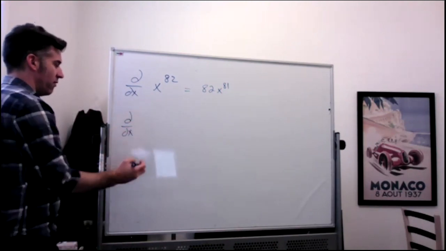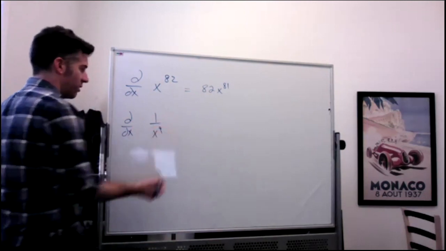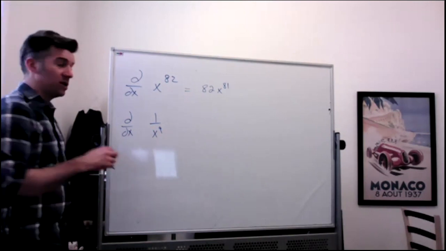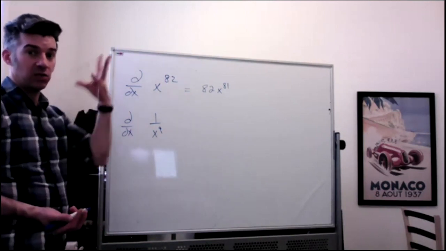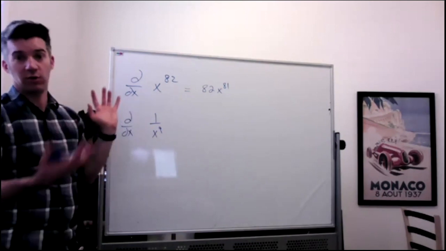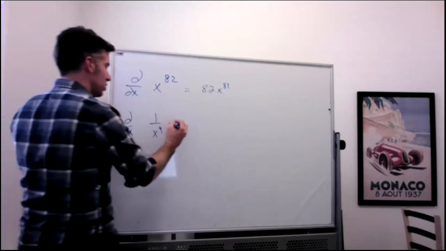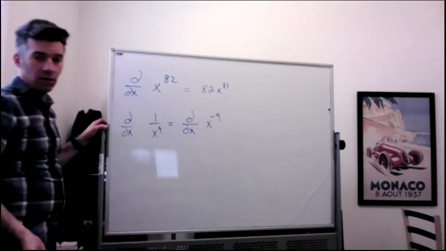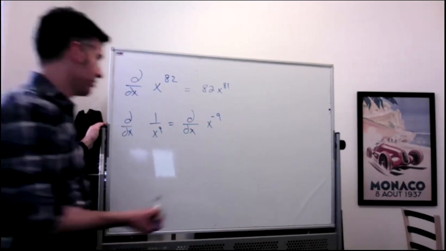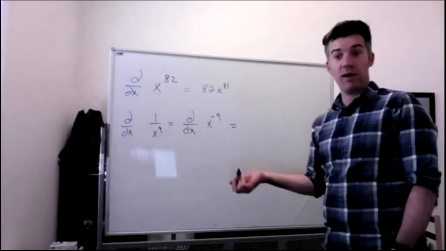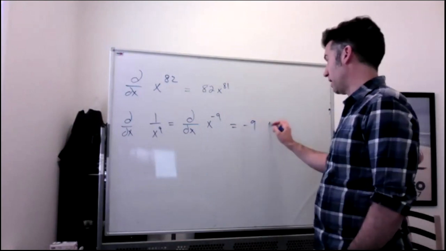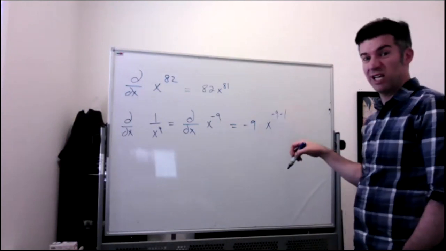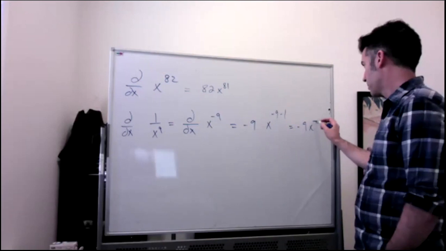Or the derivative of 1 over x to the 9th. To be careful here, it's not 1 over 9x to the 8th, right? To be able to use the power rule, you have to write it as x to a power, not in a fraction, not in a root, not in an exponent, right? You have to have just the derivative of x to some power, x to the negative 9th. That's going to be, well, again, we're going to use the power rule. So you get negative 9 times x to the 1 less power. Negative 9 minus 1, which is negative 10.